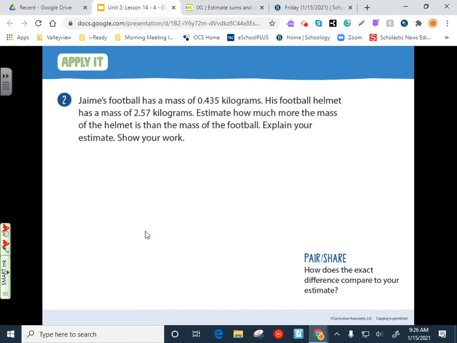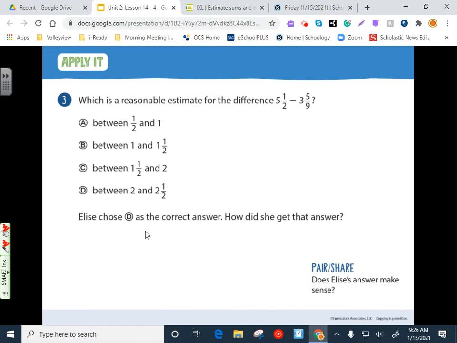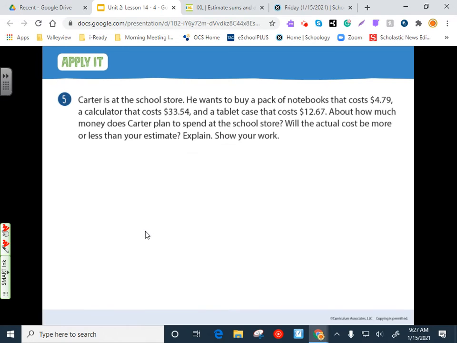All right. Next one, skip 3, skip 4, and let's do number 5. And again, we're going to do an estimate and then an actual. And then we have one more after this, and then we'll be all done. Okay. Carter is at the school store. He wants to buy a pack of notebooks that cost $4.79, a calculator that costs $33.54, and a tablet case that costs $12.67.